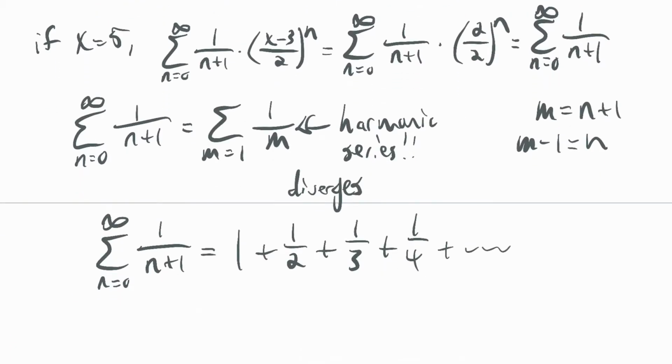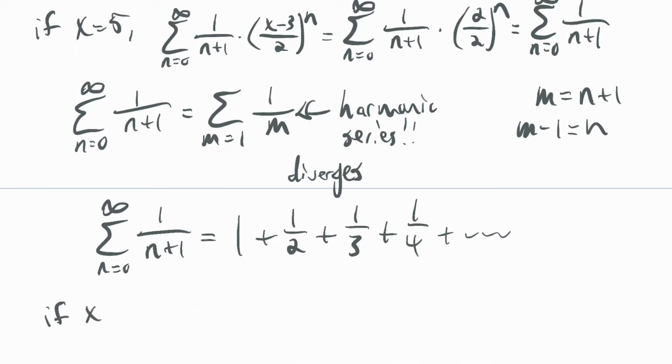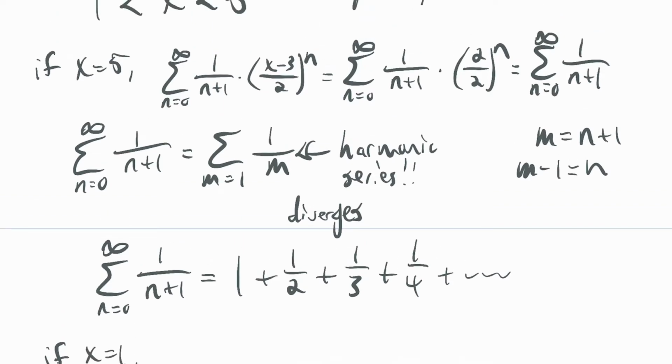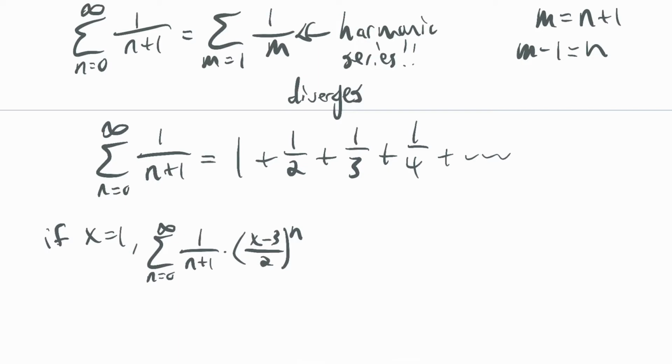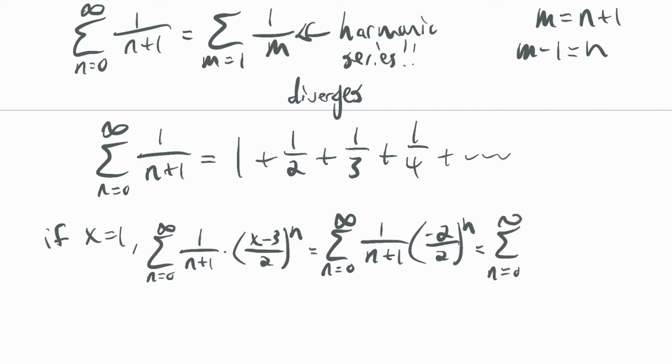What about the other endpoint, if x equals 1? Well, let's duplicate this again. If x is 1, then this equals the sum as n goes from 0 to infinity of 1 over n plus 1 times, well, if x is 1, 1 minus 3 is negative 2, so this is negative 1 to the n power. So this is the sum as n goes from 0 to infinity of negative 1 to the n power times 1 over n plus 1.